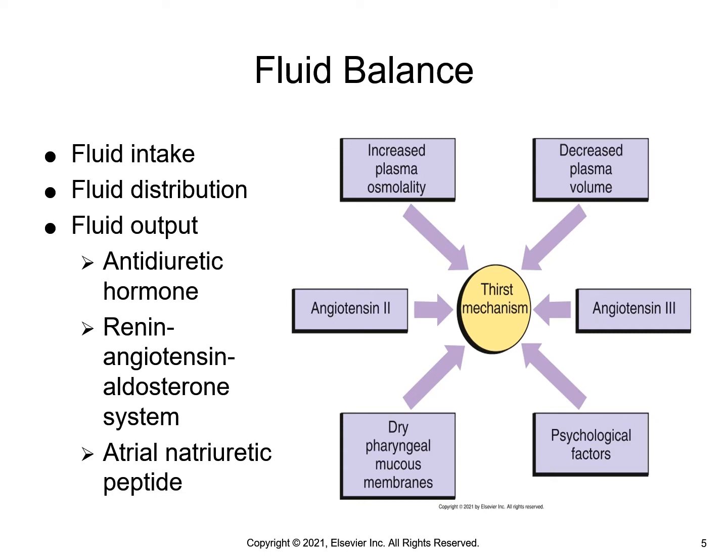The atrial natriuretic peptide regulates the extracellular volume by influencing how much sodium and water are excreted in the urine. The cells in the atria of the heart release the ANP when they are stretched by an increased extracellular volume. ANP is a weak hormone that increases the loss of sodium and water in the urine.